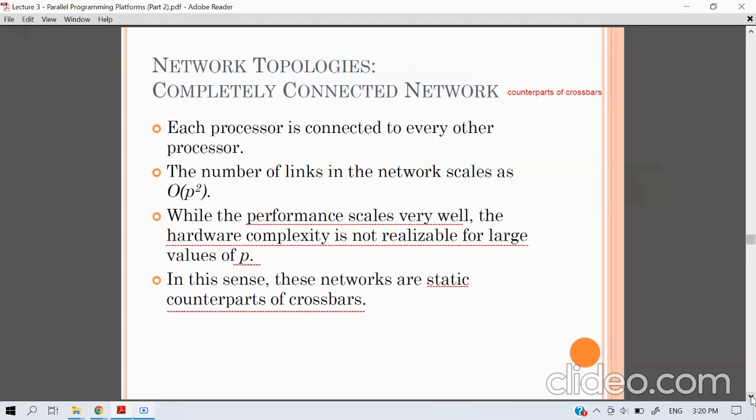Okay, next we have another network topology called the completely connected network. This is the counterpart of the crossbar. Each processor is connected to every other processor. So the number of links in the network scales as O(P squared), while the performance scales very well. The hardware complexity is not realizable for large values of P, and in this sense, these networks are static counterparts of the crossbar.